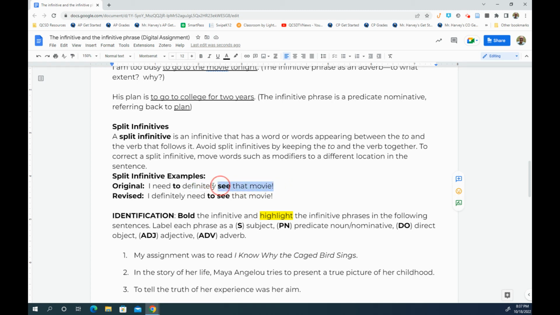Now, we hear split infinitives oftentimes in our everyday language and our everyday speech. But remember, we're talking about how to make our writing better. So just because you say it one way and we understand what you mean in everyday conversation, that doesn't mean you should do it in your writing, in formal writing. So you definitely want to avoid splitting the infinitive.